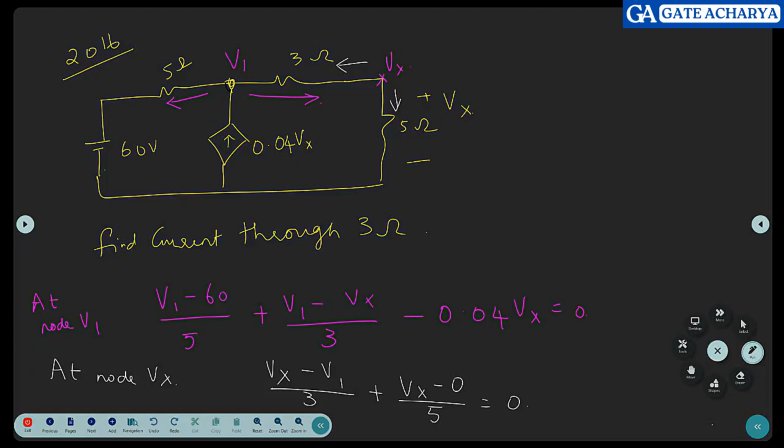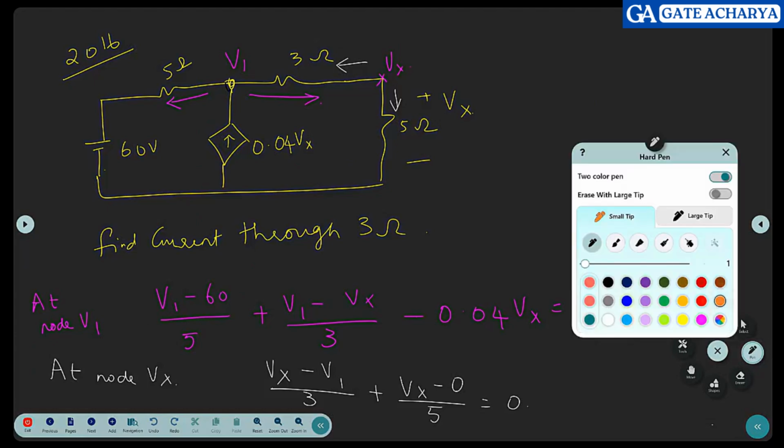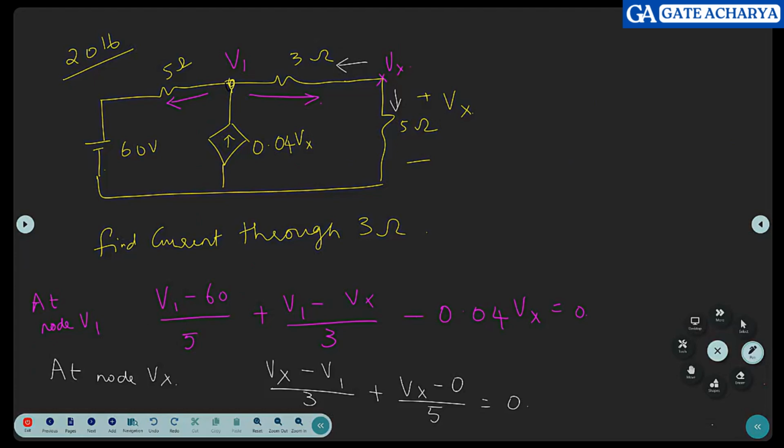See, one other way I could think of solving this is just a hunch. I really don't know if it will work. Let me attempt. Let me give some names here, I1, I2. What is the relation between I1 and I2? This is the current which gets divided into I1, I2, right? So 0.04 Vx is the current which gets divided as I1 plus I2.